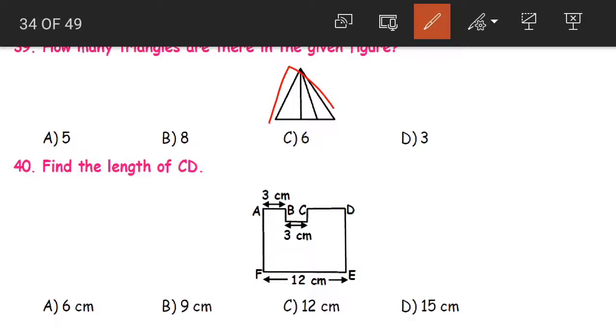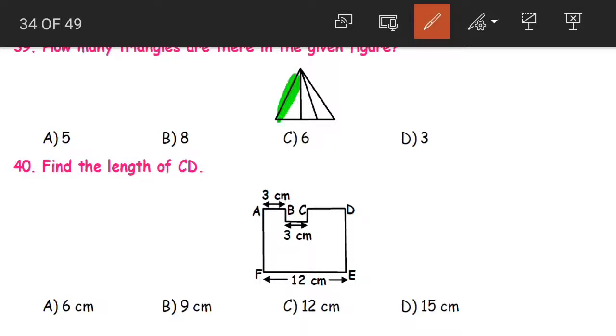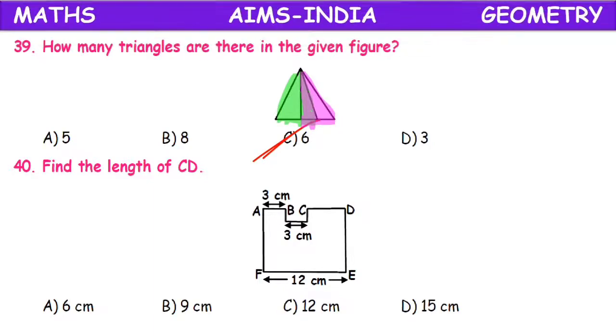We have the big triangle 1, then we have this 2, then we have this 3, then we have 4 triangles. Okay, 4. Now apart from this also, if we consider this as a triangle, we have the fifth triangle, and then if we consider this as a triangle, we have the triangle number 6. So what are the total number of triangles in the given figure? Option C, 6.